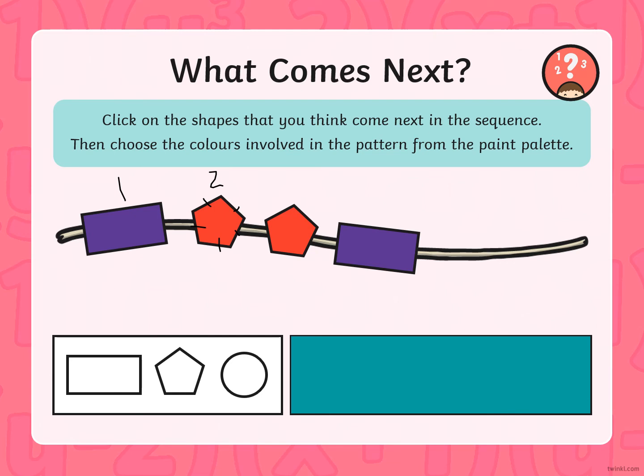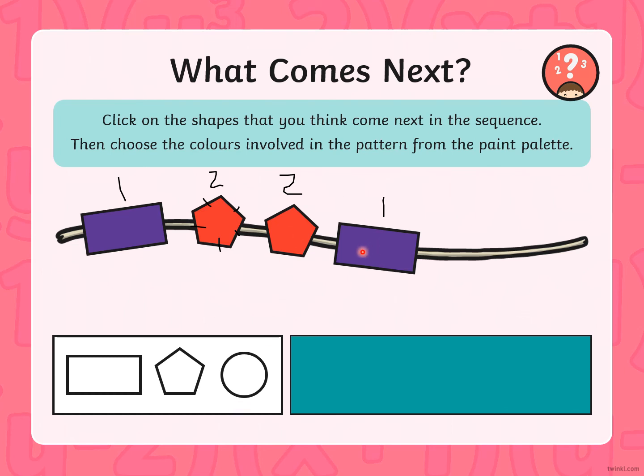Right. Oh, look what comes next. Another red pentagon. So I'm going to put number 2. Okay, so we've got 1, 2, 2. Oh, and then we come back to the purple rectangle, which we know is number 1. So I'm going to write number 1. And then we don't know what comes next. So let's have a look at the pattern again. We have a purple rectangle, number 1. Then number 2 is a red pentagon. And we have another red pentagon.